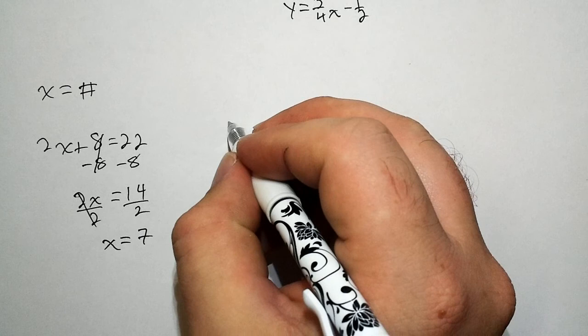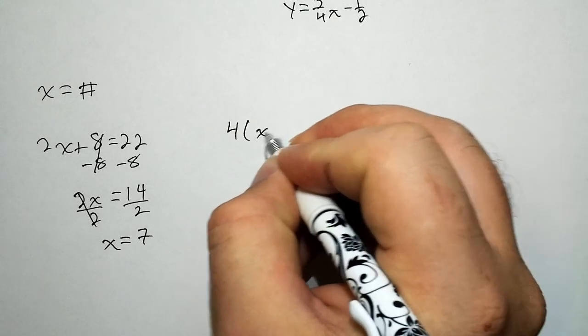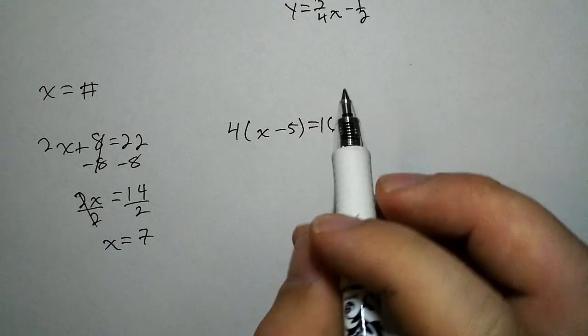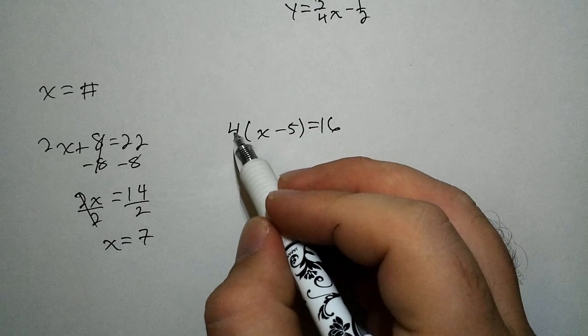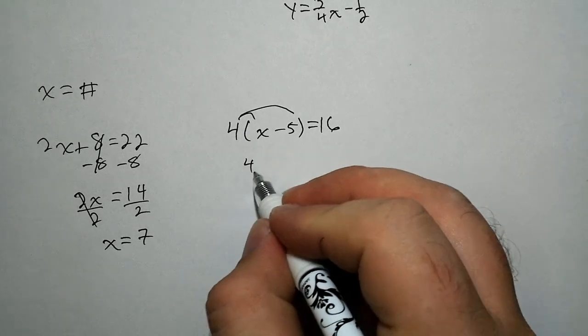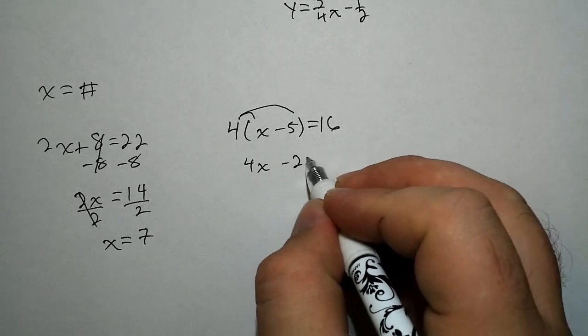They also may have a distribute on there. Well, on distribute, multiply the number outside by everything inside. 4 times x is 4x. 4 times negative 5 is negative 20.